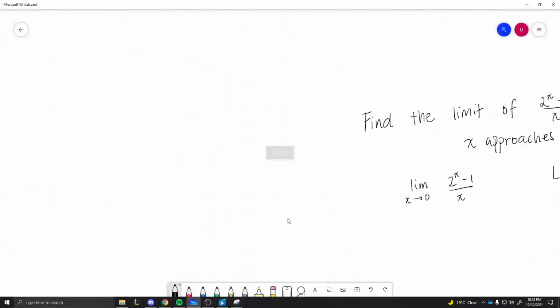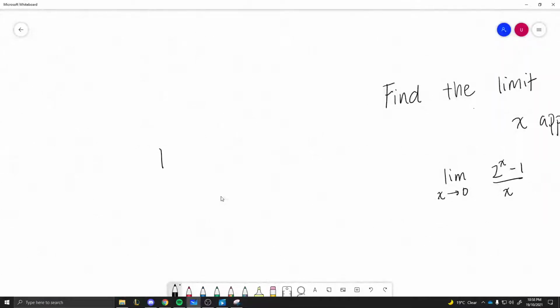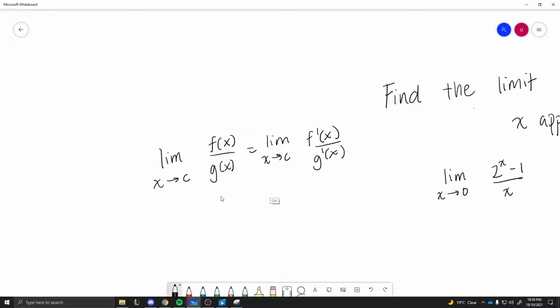So it states that the limit as x approaches c, c just being any number pretty much, just to show the rule, of f of x over, let's just say g of x, is equal to that same limit as x approaches c of f dash x over g dash x. Now what this means is that if you have your limit, but then you take the differential of both the top and the bottom, it will still give you the same answer.